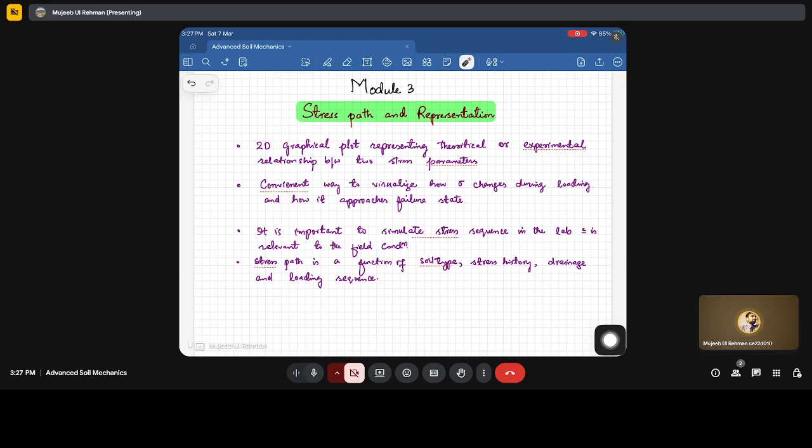It's important to simulate a stress sequence in the lab which is relevant to the field condition. Again, the same thing: if we want to study any field scenario, then we need to understand this stress path, how the stresses are changing in the soil, so that we can replicate the same in the labs and get a better response. Stress path is a function of soil type, stress history, drainage conditions, and the loading sequence. Yes, it's true. It depends on the type of the soil, the stress history, drainage conditions, and the loading sequence that we have applied during the testing or in the field. What is the loading sequence?